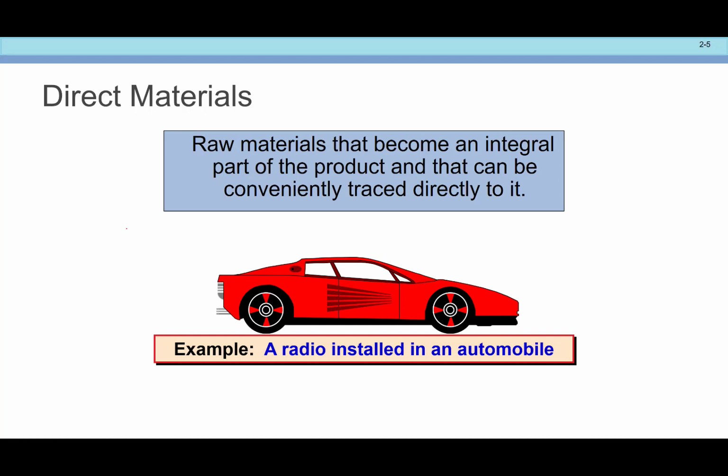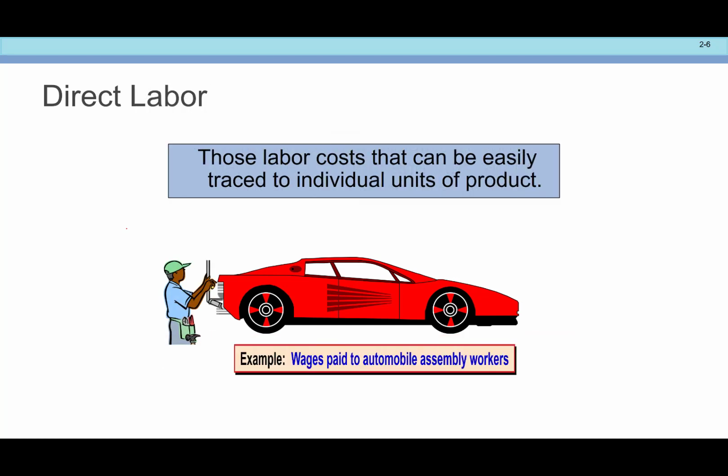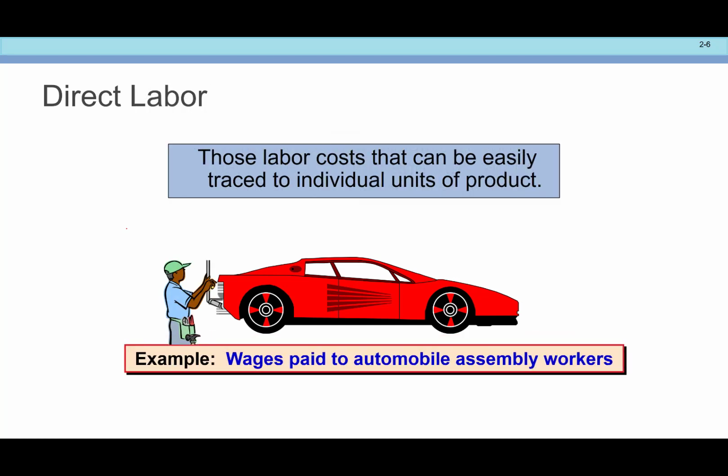Okay, so what happens? Every radio is different. We put the radio in the car, we can easily trace the cost of that particular radio, stereo system, whatever, into that vehicle, right? Okay. The labor, the amount of time that the person spends on the assembly line working on that vehicle is what? Is going to be easily traceable. What's an assembly line?